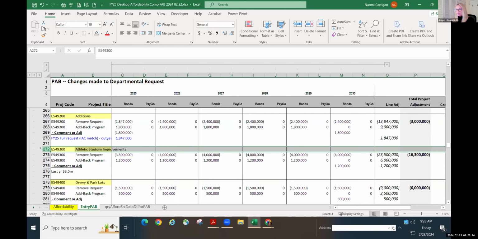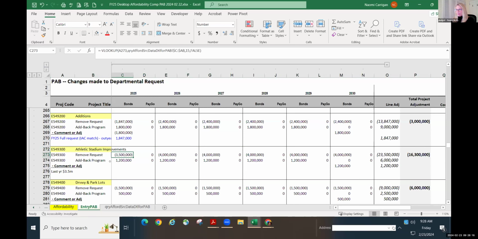Athletic stadium improvements. They were requesting $3.5 million. We brought them back to plan at $1.2 million per year. It looks like last year we gave them $3.5 million. I think that was for some specific projects that were in the pipeline that they needed to get done. But I just wanted to let you know that piece of information.